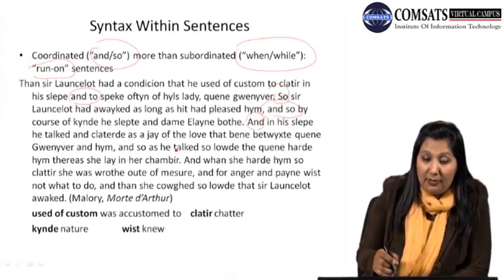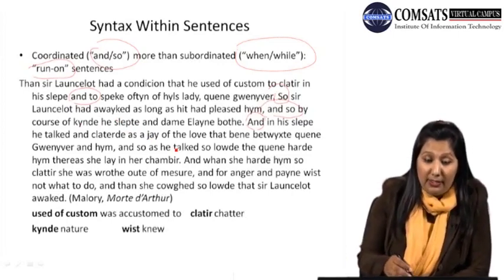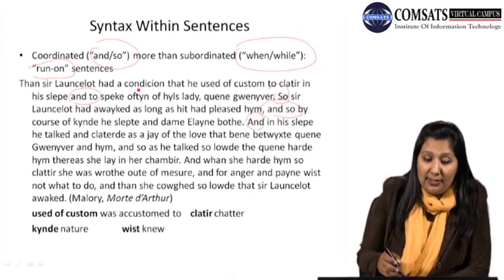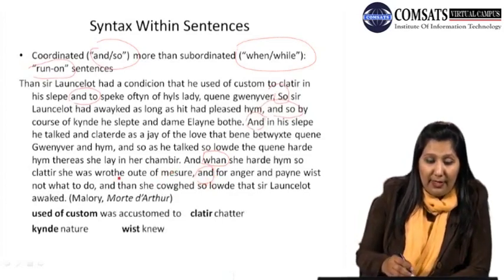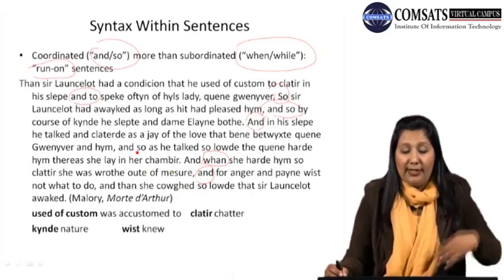Okay, the next is when or while. Now let's try to find examples of when and while. When and while are the words that show subordinate clauses. And when she heard him so clatter, she was wroth out of measure, and for anger. There is when, and while, let's try to find if there is any other example of while as well.